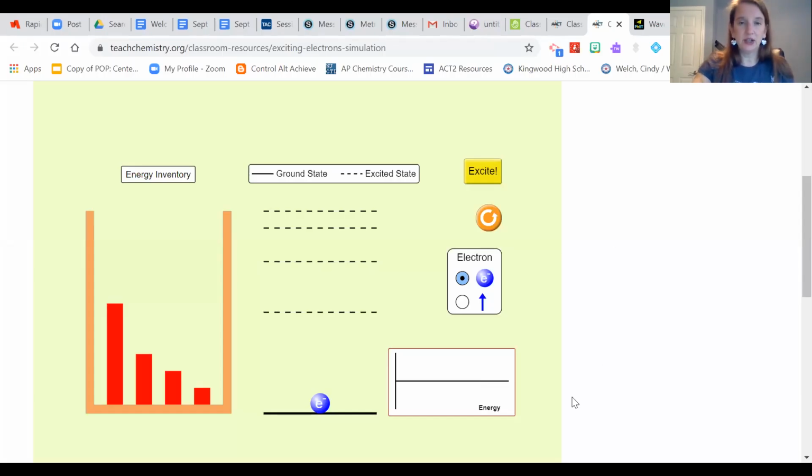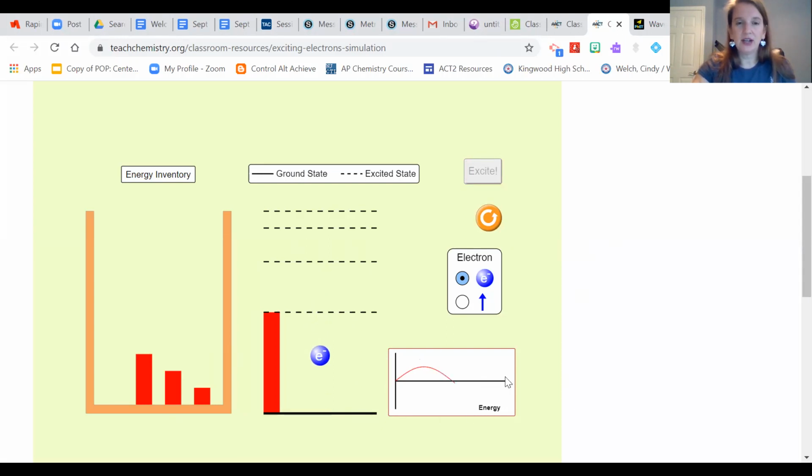So you can see here, we've got a little simulation. We've got an electron down here on the solid line, which is the ground state, and these dashed lines represent excited states. These dashed lines are different energy levels. We have different amounts of energy over here that we can give the electron, and the electron needs a certain amount of energy in order to go up to a higher energy state. What happens if we give that electron some energy? We put some energy over here. Let's excite that electron. It jumps up to a higher energy state, but it doesn't stay there.